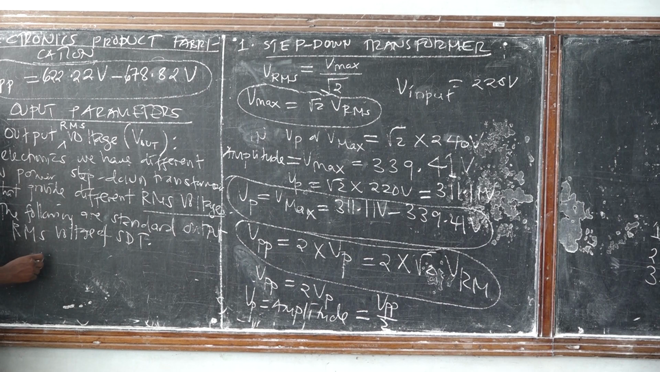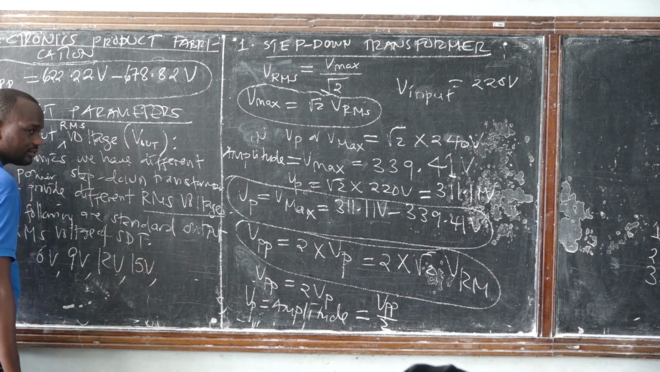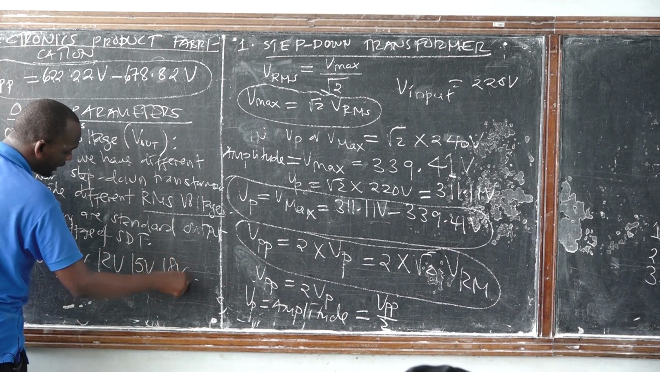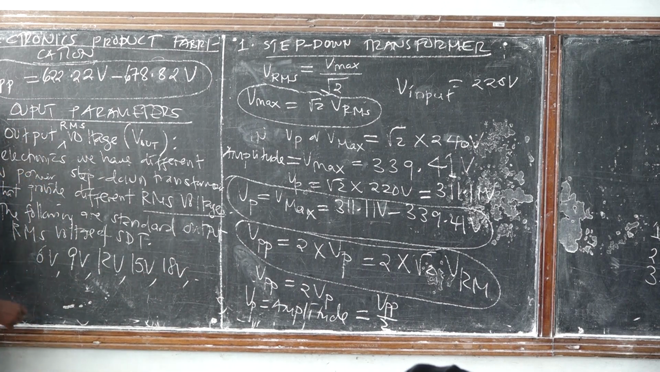We have a step-down transformer that can provide 6 volt. Stop writing and stop drawing. We have a standard transformer providing 6 volt. The other one provides 9 volt, then 12 volt, but these are root mean square voltages. The others provide 15 volt, then 18 volt, then 24 volt, and 48 volt.